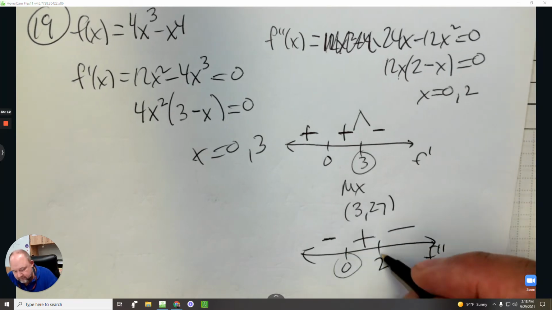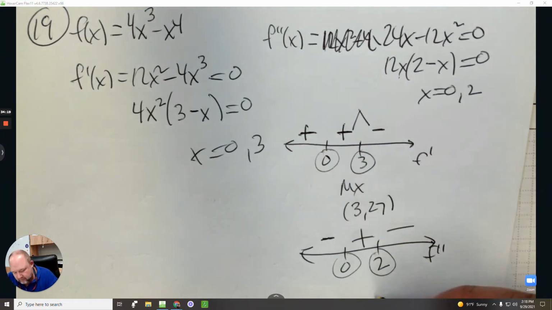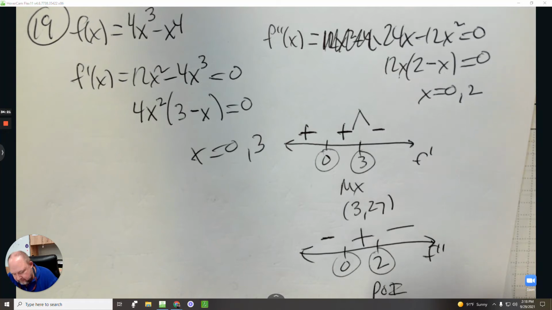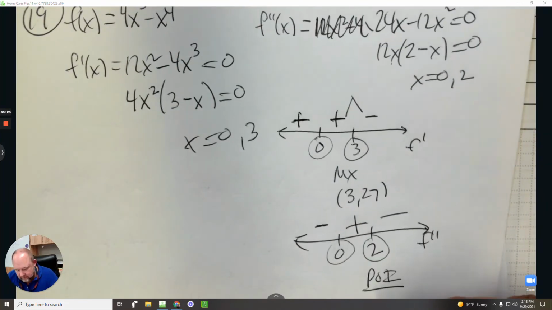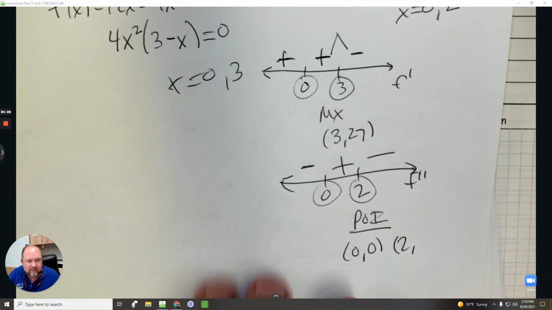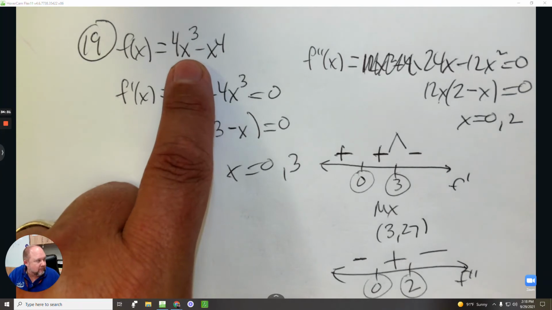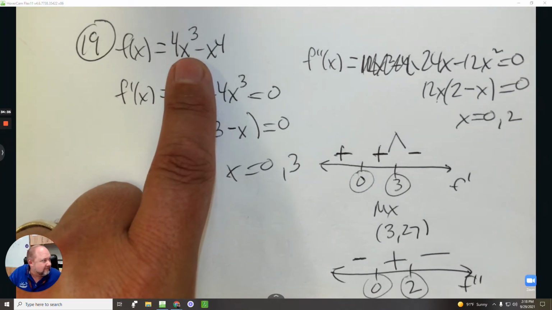So we have points of inflection at 0 and 2. So 0 is a point of inflection, not a turning point. If I plug in 0, I get the answer 0. And at 2 is a point of inflection. So if I plug in 2, I get the answer 16.